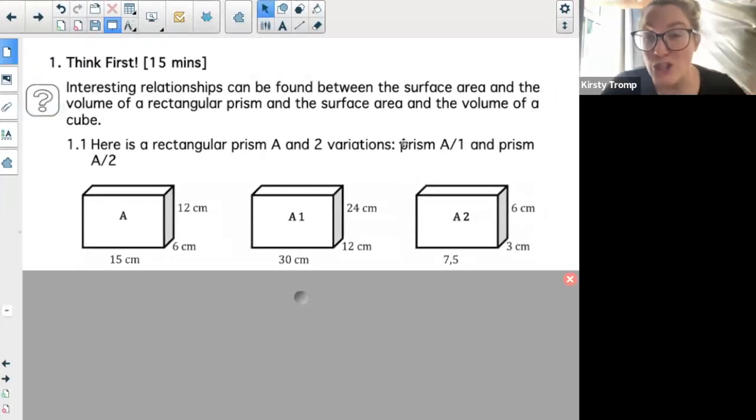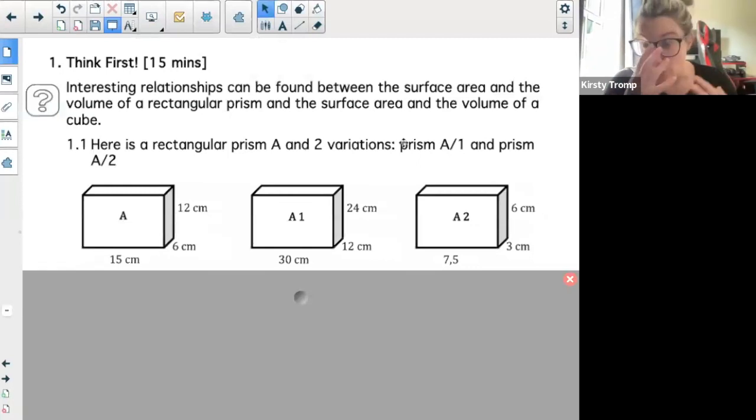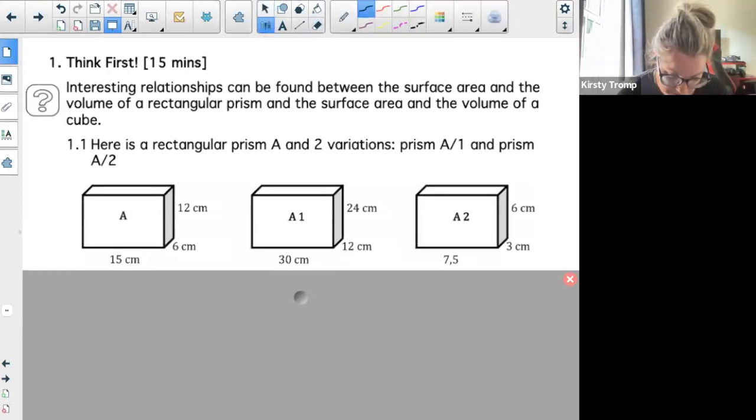So let's think first about that. We've got shape A, which is a rectangular prism. They've given us the length, the breadth, and the height. If they've given us the length, the breadth, and the height, it means that we can calculate the surface area and we can calculate the volume. It's a rectangular prism, guys. So we're thinking first. Let's go make ourselves a few notes while we're thinking.